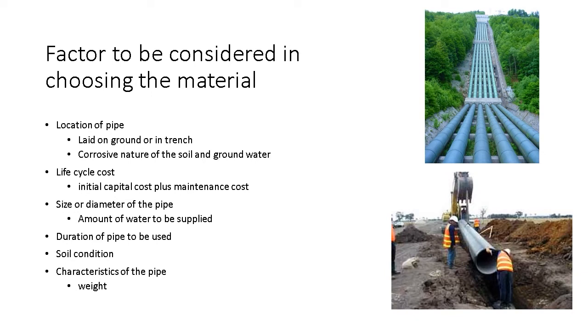Life cycle cost, which is the initial capital cost plus maintenance cost. Size or diameter of the pipe, because we need to know the amount of water to be supplied. Different type of material has a different size. Duration of the pipe to be used, soil condition and characteristic of the pipe. About the weight, maksudnya mungkin susah nak install kalau kita gunakan RC pipe untuk certain area yang mungkin terlampau berat.